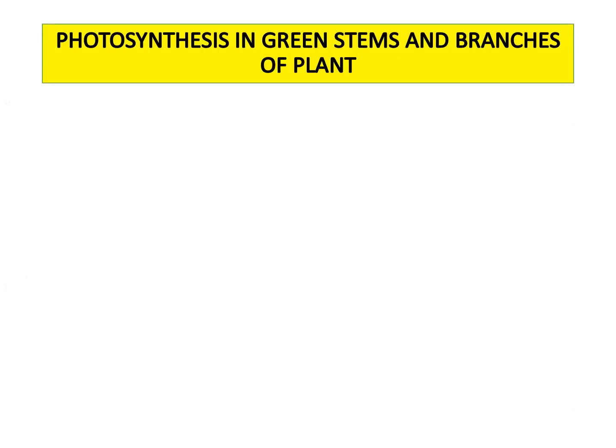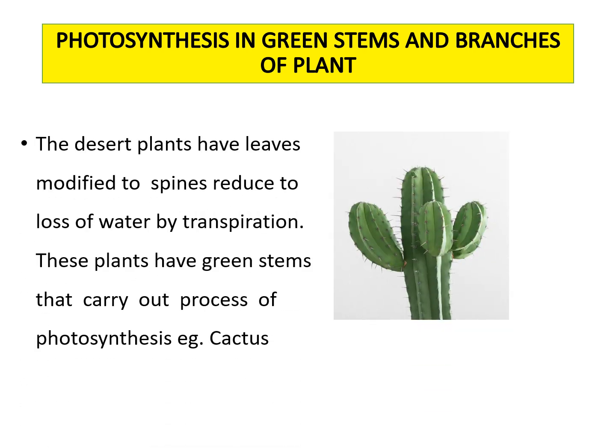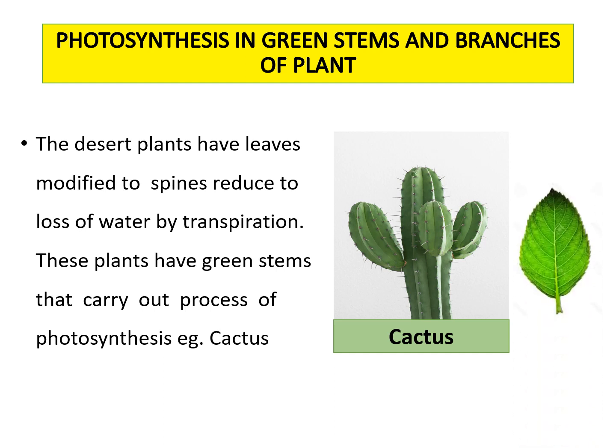Now students, up till now we have learned that photosynthesis occurs in the green leaves. Now what about photosynthesis in the green stems and branches of the plant? These are the desert plants like cactus. In the desert, as we know, there is a scarcity of water. So the leaves, this is the normal leaf, and the cactus leaves are modified into spines. Why? In order to reduce the loss of water by transpiration.